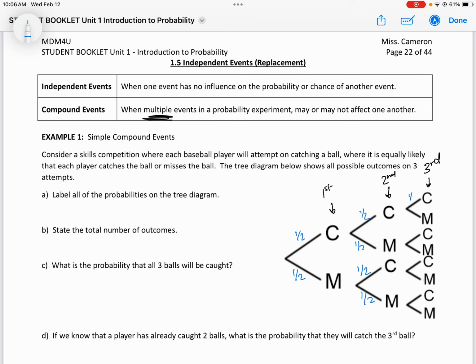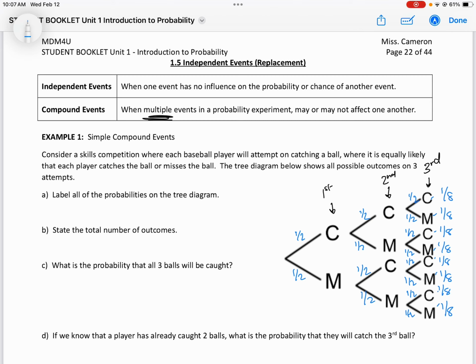If we think about the number of outcomes here, we count 1, 2, 3, 4, 5, 6, 7, 8. There are 8 outcomes. And likewise, 1/2 times 1/2 times 1/2 is going to be 1/8. So each of these events occurring is going to have a 1 out of 8 probability.